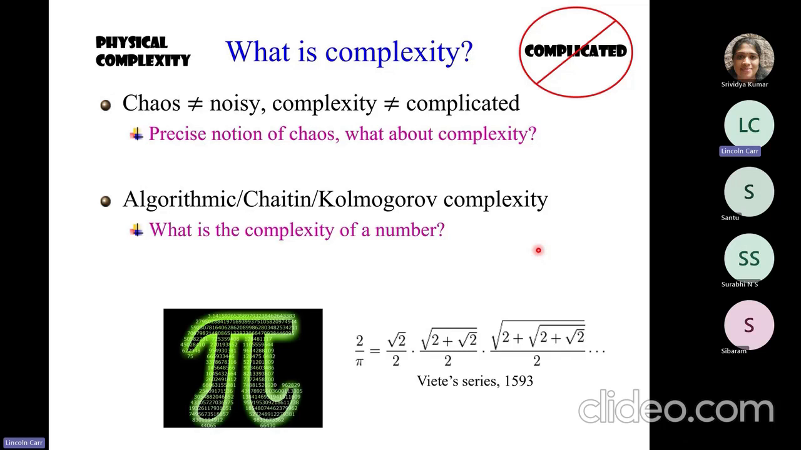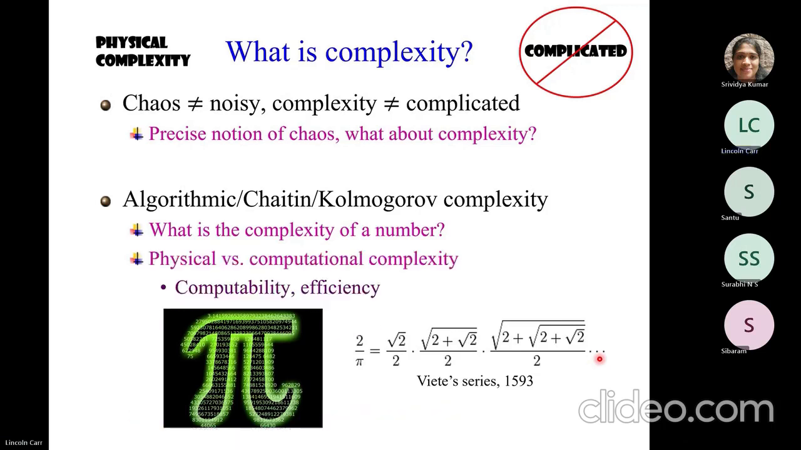Actually, we can represent pi with this original product series, and you see that this is a convergent algorithm to determine pi, but there are much better ones now. The code that you use to make pi is actually very short. So in that sense, if the generating code for a number is short, you would say it's low algorithmic complexity, because the code is the algorithm.